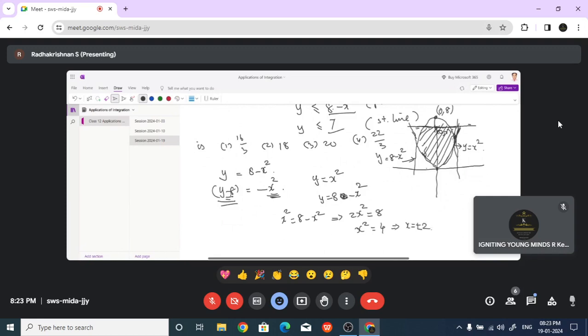So that's what you get, plus or minus 2. We are looking at only one side. Let's look at x equal to plus 2. So when x equal to plus 2, what is the value of y? So this point is going to be 2, 4. Okay. So now, using the principles of integration, how can we determine the area enclosed by these parabolas and the line?